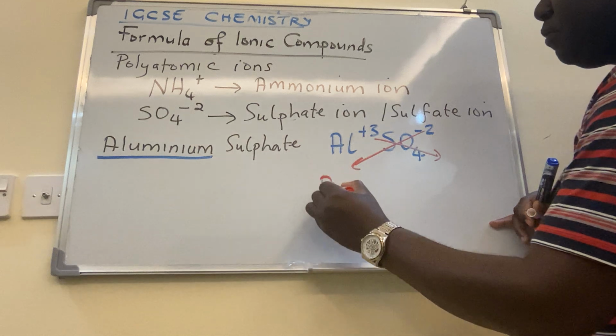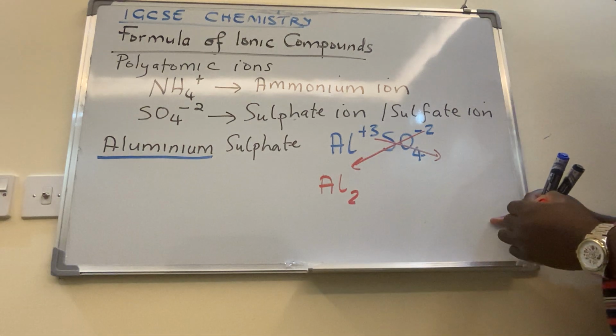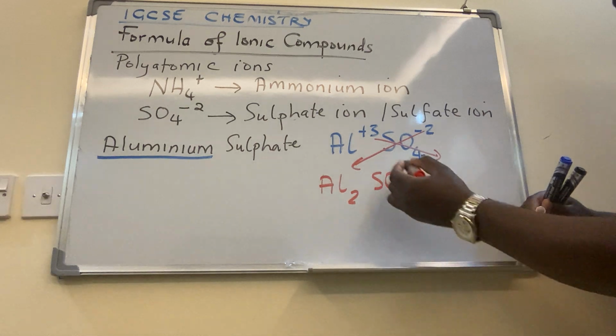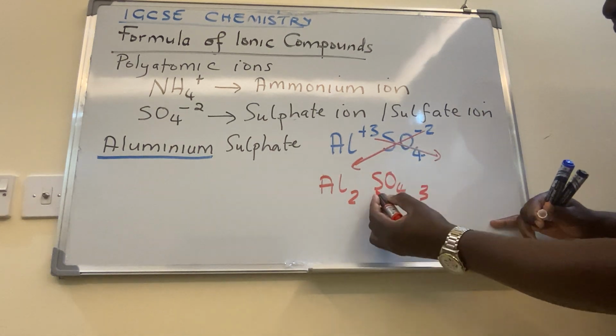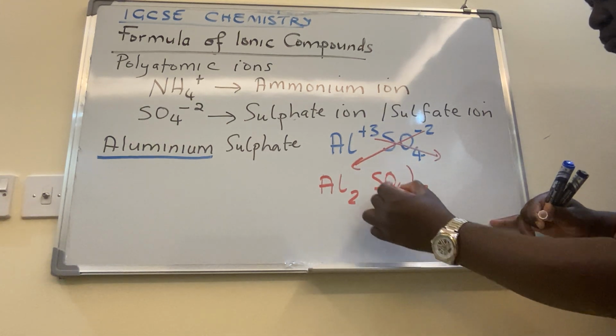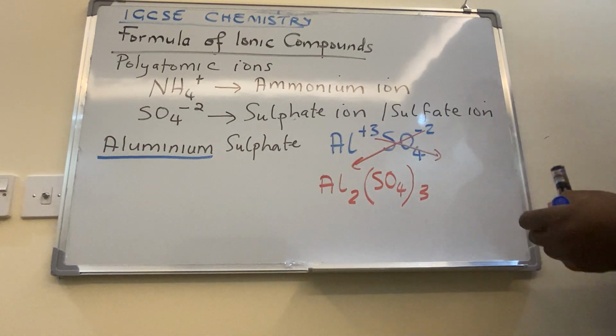What would be our final answer? We write Al, and now the 2 is with aluminium. Then the most important part, SO4. But there is now a 3, and this 3 must affect everything about the sulfate, so remember to put the bracket. So the formula for aluminium sulfate is Al2(SO4)3. This is how we write the formulae of ionic compounds that contain polyatomic ions.